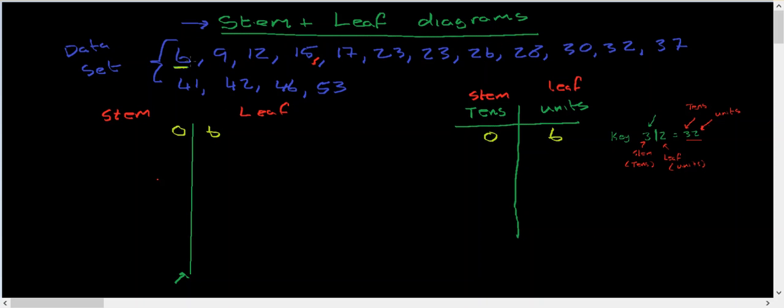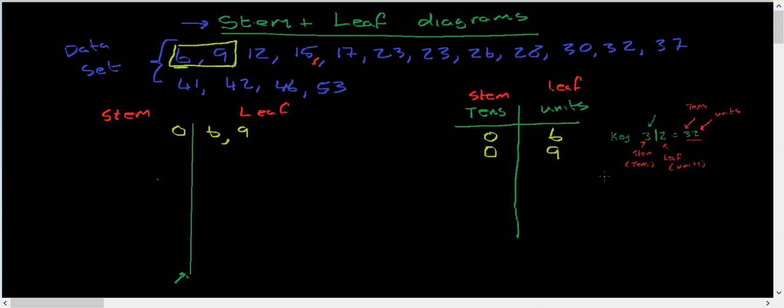Now, are there any other numbers that don't have a ten? The number 9, for example, would also go into this row. The number 9 has 0 tens and 9 units. So again, the stem of it is 0 and the leaf of it is 9. So this row here represents these two numbers here.